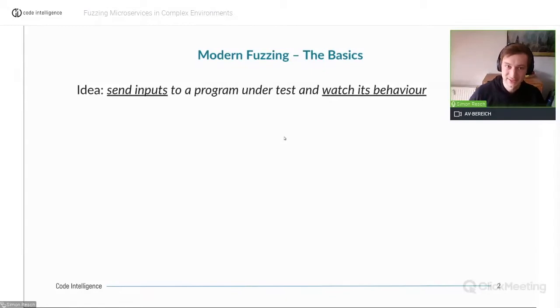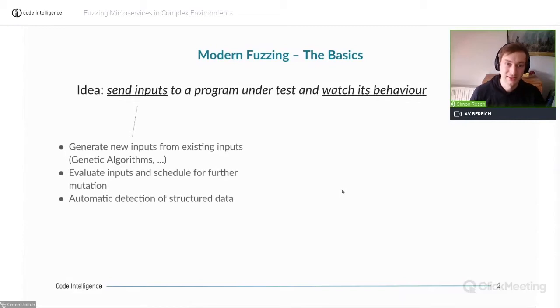So the basic idea is very simple. We want to send generated input to a program that we want to test for bugs or security. And while we're sending those inputs, we watch how it behaves. So that's really composed of two main parts. For one, generating inputs and sending them to the application.